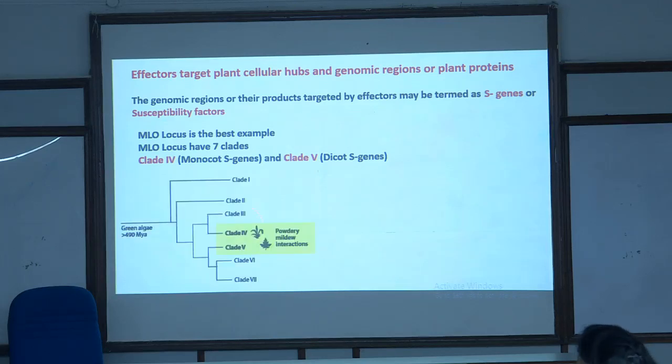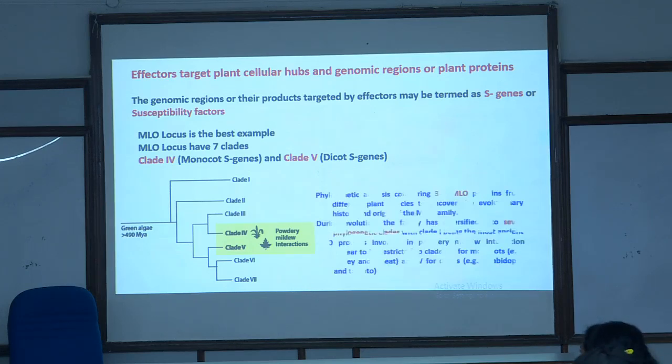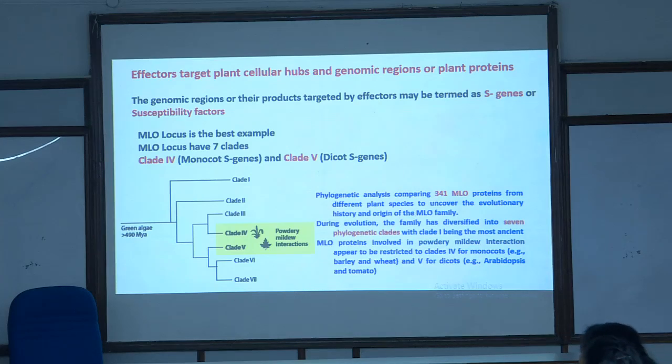So this is a clade. Somehow clades 4 and 5 evolved in those plants to assist the powdery mildew pathogen to cause disease. And they are bona fide susceptibility factors in those monocots and dicots, right? And people have attempted to manipulate these MLO loci, with a phylogenetic analysis of 341 MLO proteins from different host plants to uncover the evolutionary history and origin of the MLO family.